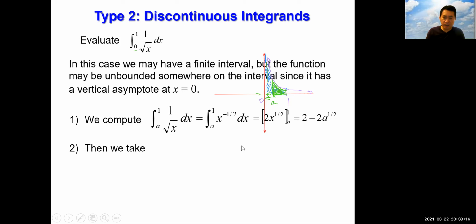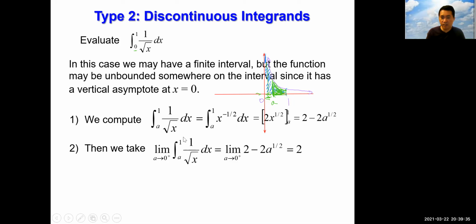Now from there, we take the limit as a approaches 0. You see a approaches 0 with the plus sign there, which means coming from the right. It's a right-hand limit, right?